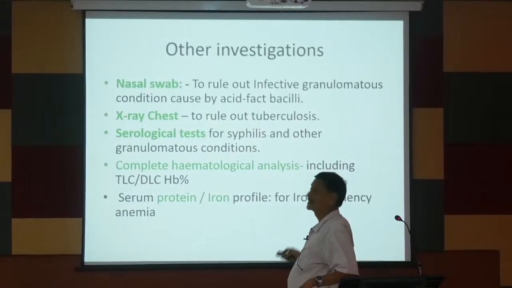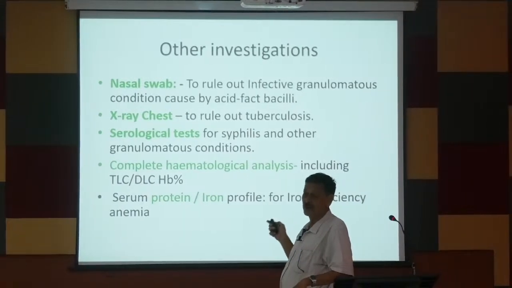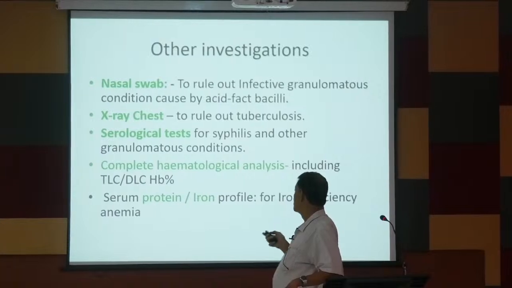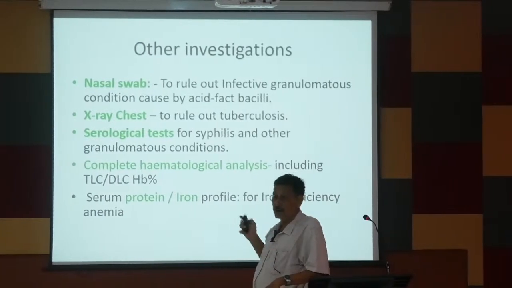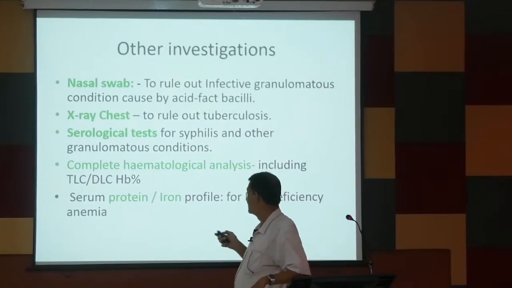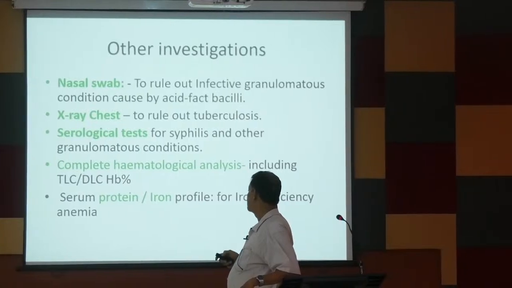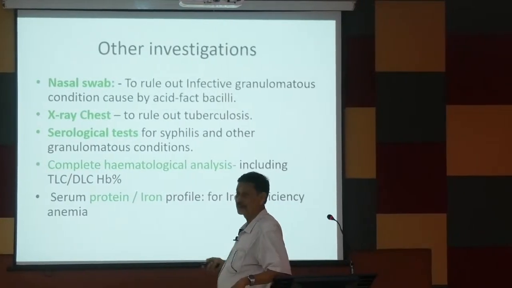Then X-ray chest to rule out tuberculosis because it may be a secondary cause. Serological test for syphilis. Why? Because it is a cause of secondary atrophic rhinitis. Then complete hemoglobin analysis, TC, DC, hemoglobin percentage, etc.